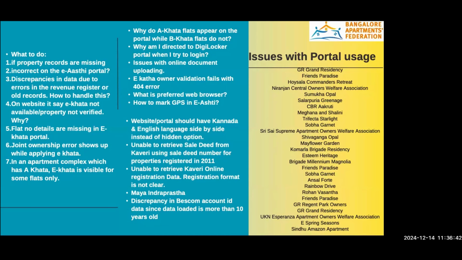Unable to retrieve Kaveri online registration data, registration format. Okay, this can happen. We have shown, try to understand which number to enter. If the number is KEN-1-01234, if you leave 0, it will not fetch. At the back of your sale deed, sometimes they stamp something and handwrite the number. Don't enter that number. Then it will generally not be able to fetch.